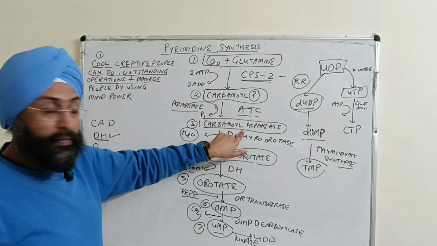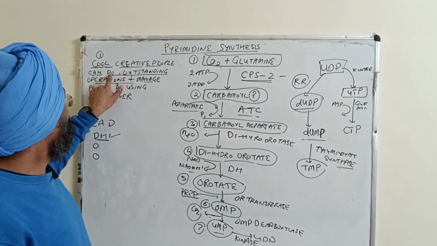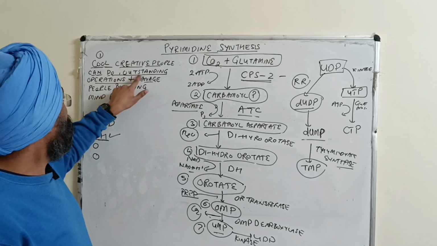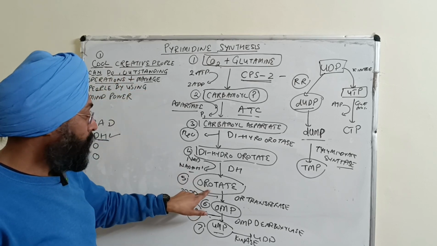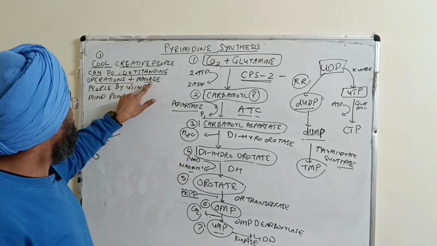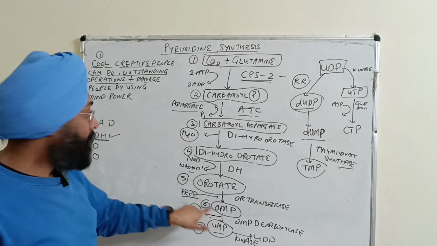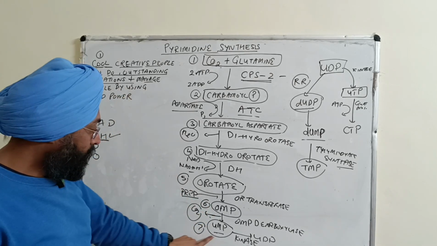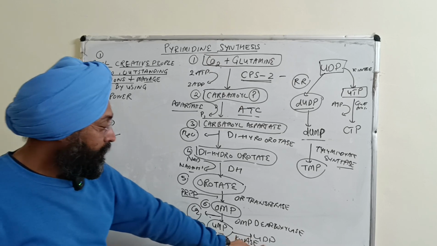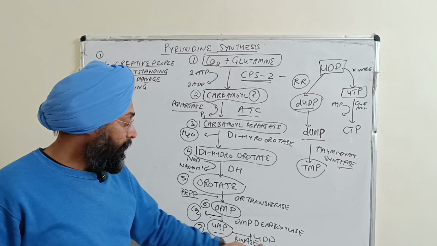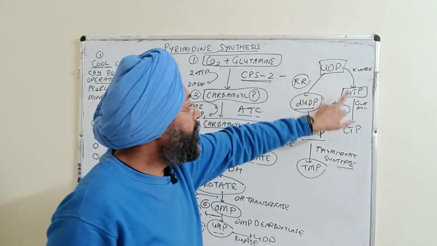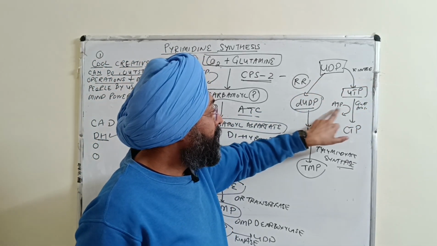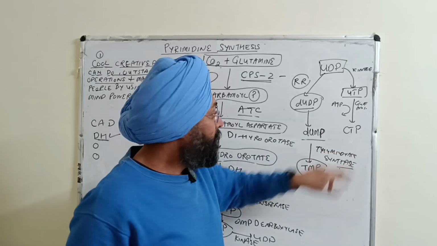So finally, to revise: cool for carbon dioxide, creative people for carbamyl phosphate, can for Ca for carbamyl aspartate, then do for dihydroorotate, then outstanding for orotate, right? Operations and manage people for OMP, right? And by using mind power for UMP. From UMP, we'll get diphosphate by kinase reaction. From diphosphate, we'll get again triphosphate by kinase reaction. From UTP by ATP reaction and glutamine, we'll get our CTP.